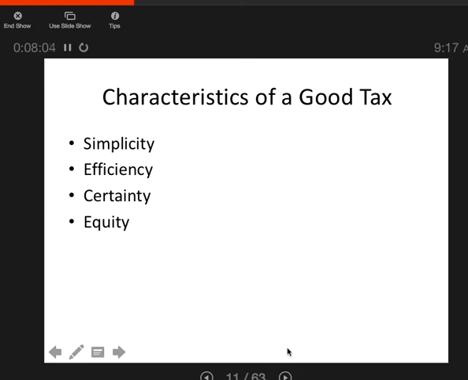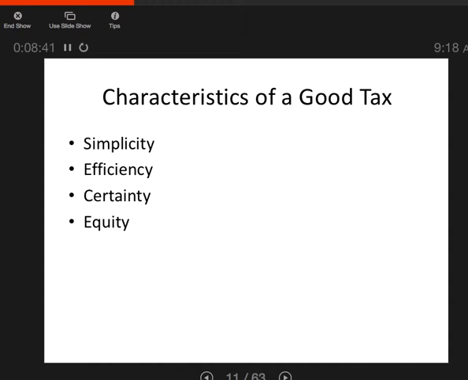All right, characteristics of a good tax. Four areas: simplicity, efficiency, certainty, and equity. In order to be considered a good tax, these are the four qualifications that it needs. So, quickly here. Simplicity: simple to understand, so that people can easily record and pay taxes on a predictable schedule. Next, efficiency: assess and collect taxes without spending too much money or time. Certainty: when a tax is due, how much money is due and how it should be paid. And equity, meaning that it's fair.